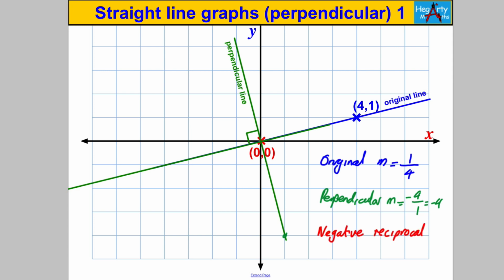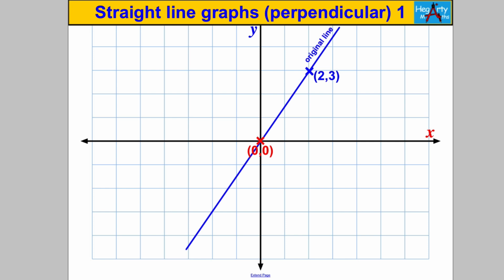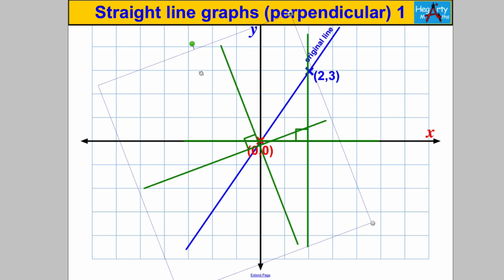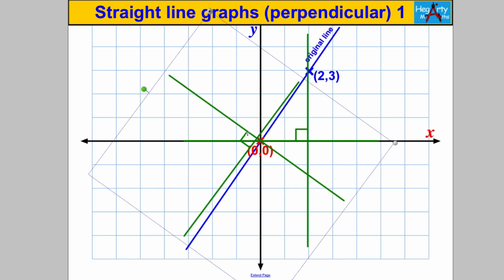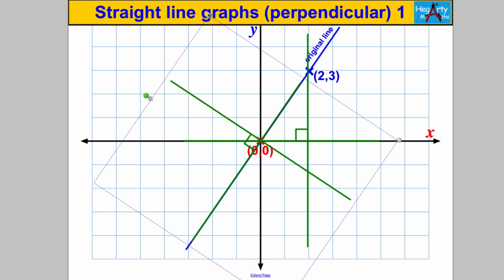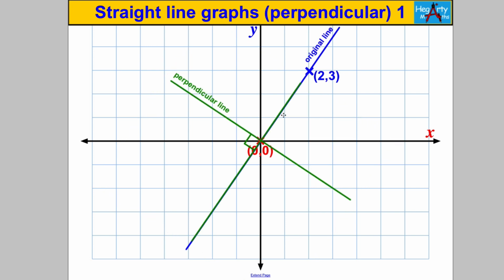Let's do one more to check that's actually true. So here's a line. I'm going to draw a pair of lines that I know are perpendicular, and I'm going to twist them so that I establish a line that's perpendicular to my blue line. Taking it away, I get the original line there and the perpendicular line. So my original line, what's its gradient? As I go to the right 2, I go up 3. Its gradient is 3 over 2.